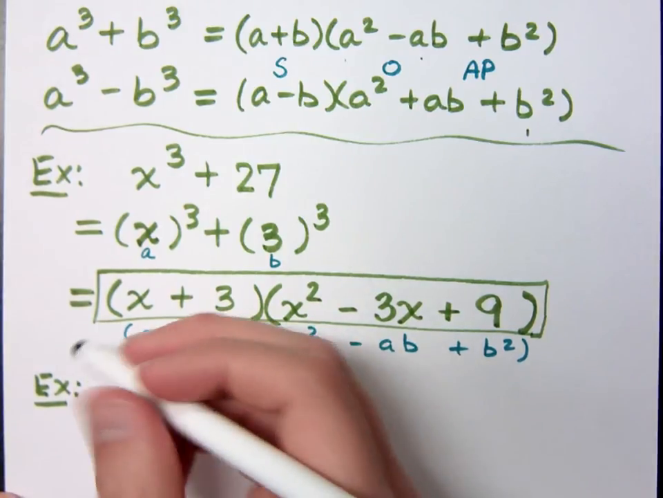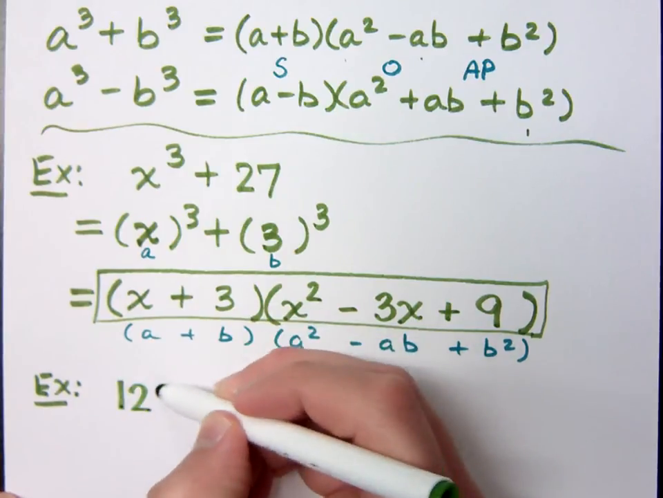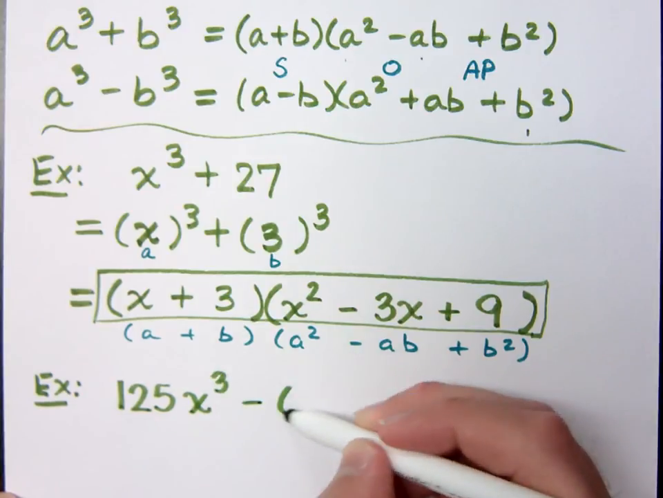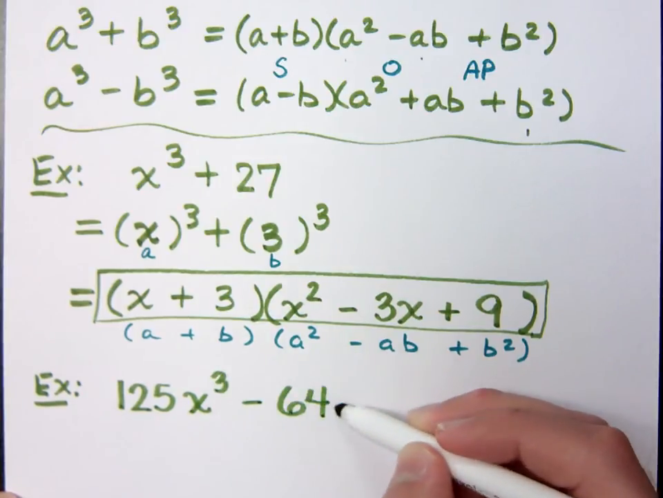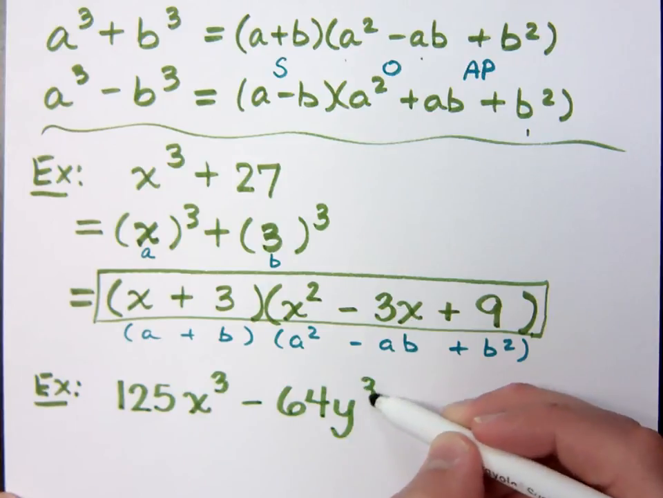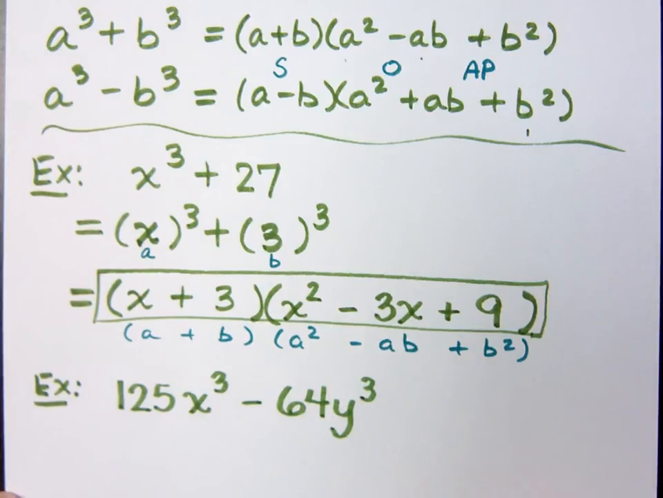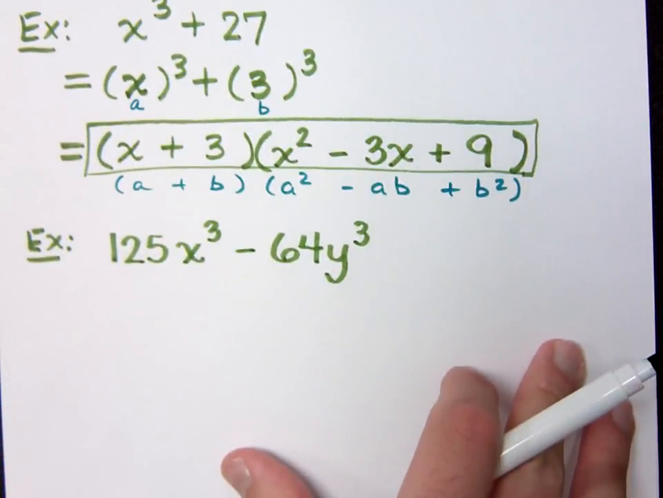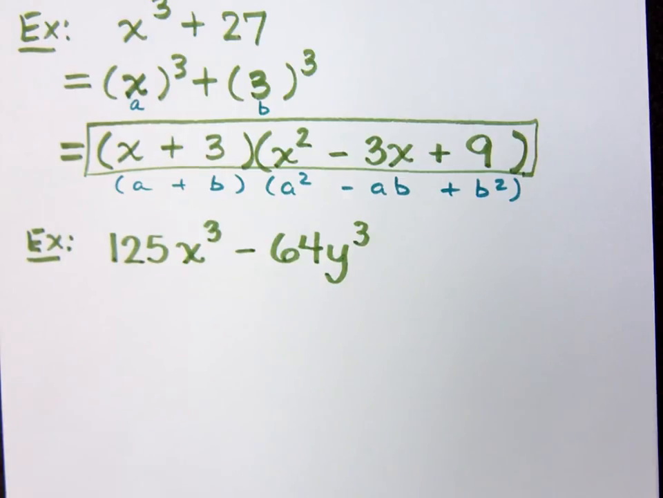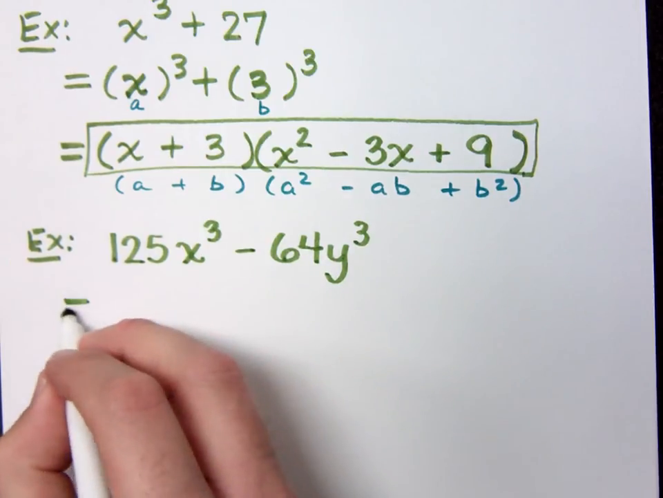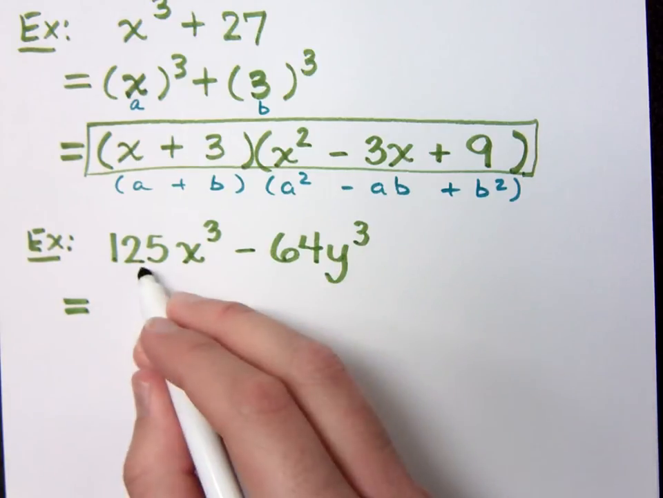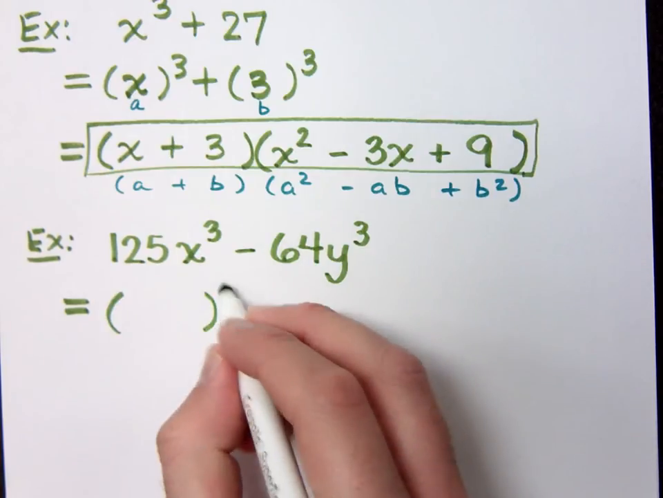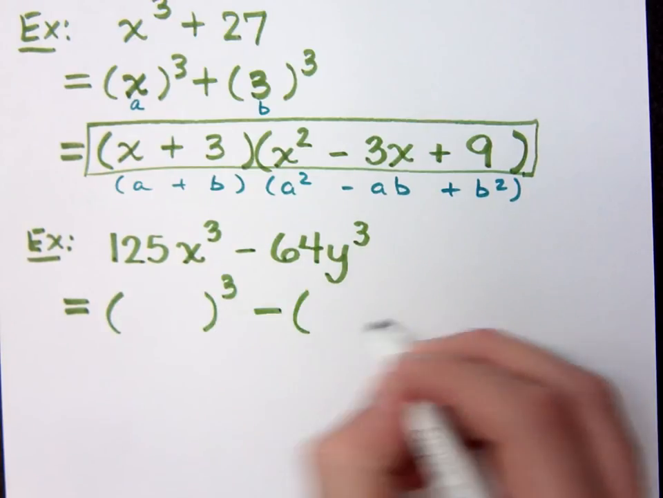All right, let's try this guy, 125x to the third minus 64y to the third. Now, if you know your cubes, this guy's really easy to do. There's no common factor for these. 125 is made up entirely of 5s, and there's no 5 that goes into 64. I should be able to write this as something to the third minus something else to the third.